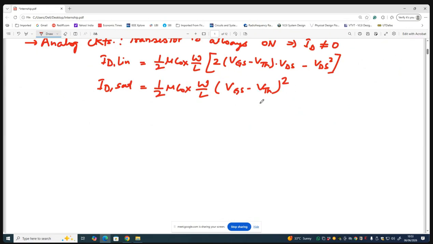Saturation region. In saturation region, the answer is correct. So can you tell me the reason why we want to operate the transistor in saturation region? Because in saturation region, the voltage transfer characteristic is linear.